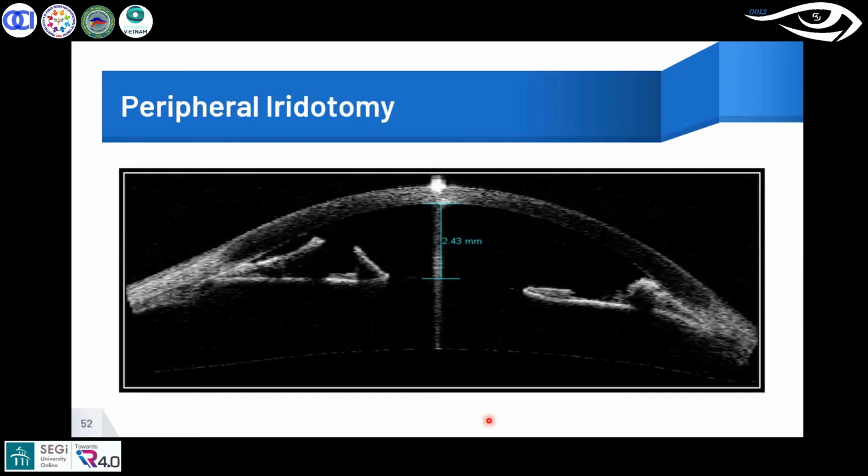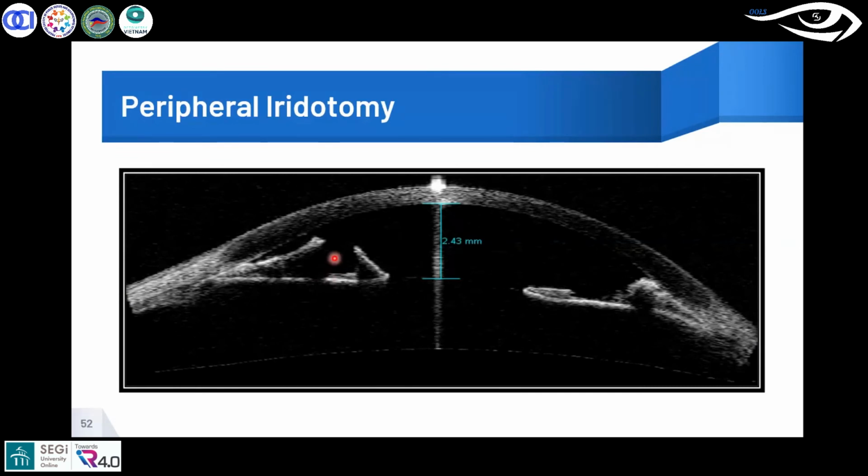So now coming on to the treatment in glaucoma. So you must be knowing that peripheral iridotomy is the laser procedure which is used to create an opening in the iris in order to allow drainage of aqueous humor to maintain the intraocular pressure. So if you can look here, there is a cut or an opening which is actually created due to the iridotomy procedure.